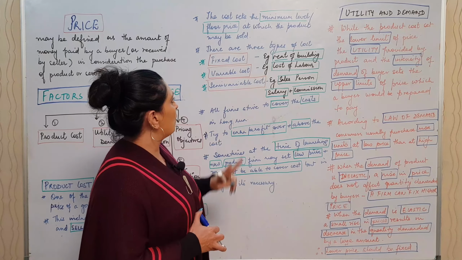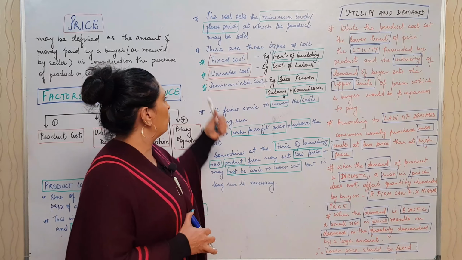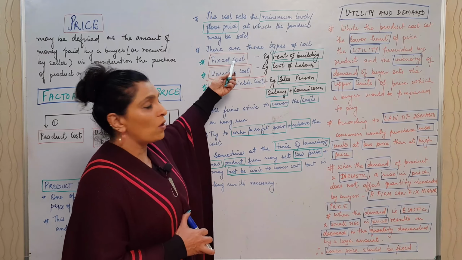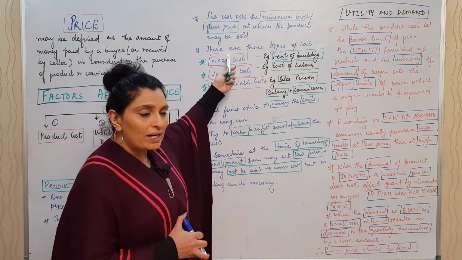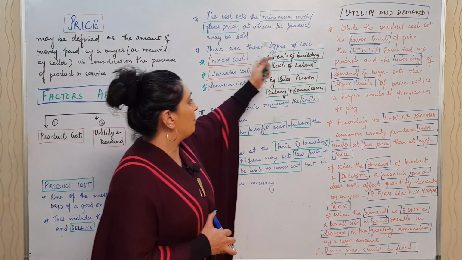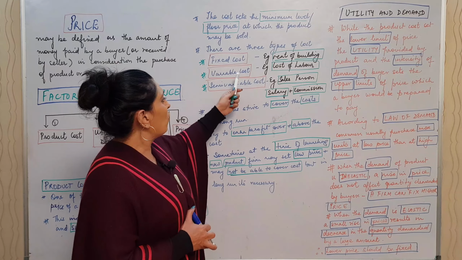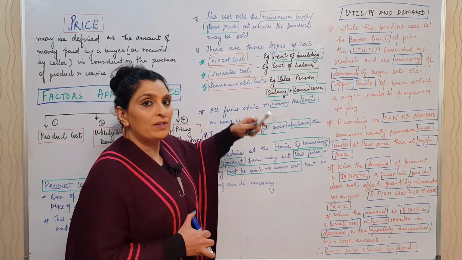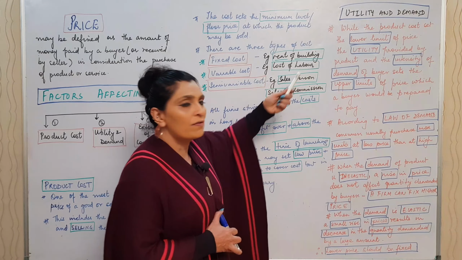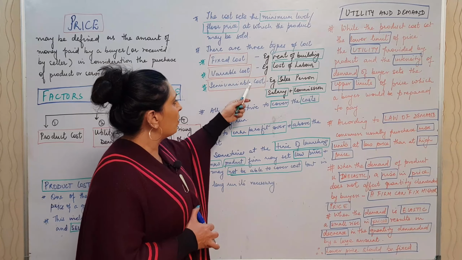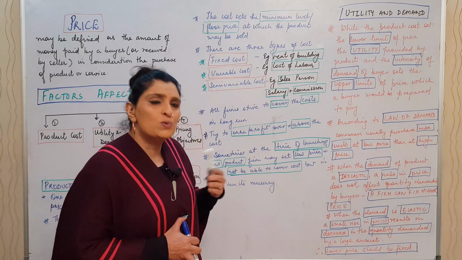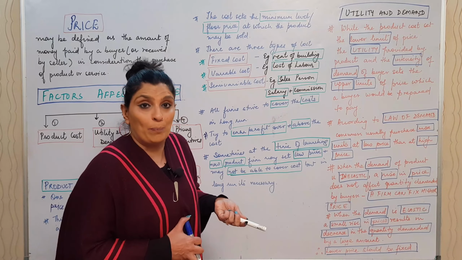There are three types of cost. First is fixed cost, like I told you, then variable cost, and semi-variable cost. Fixed cost does not vary with the level of activity of the firm, for example, the rent of a building. Variable cost varies in direct proportion with the level of activity of the firm, that is the cost of labor. Next, semi-variable cost does vary, but not in direct proportion.